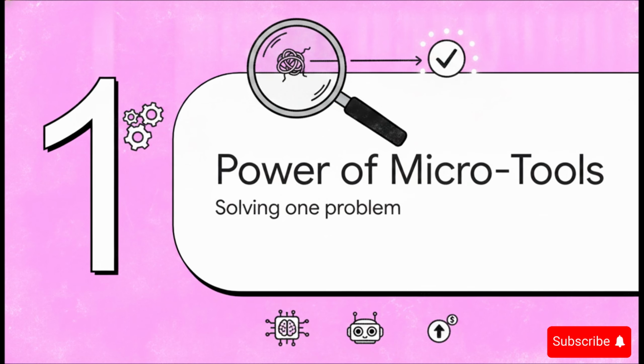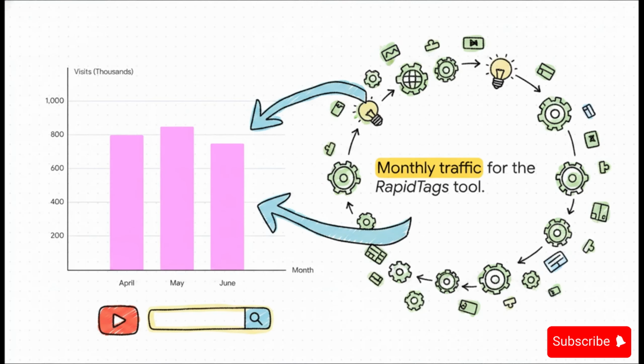Basically, solving just one problem perfectly. The sheer volume of traffic a single-purpose tool can pull in is just staggering. Take a competitor site called Rapid Tags, which was analyzed in our source material. In April, they saw 800,000 visits. May, 850,000. June was 750,000. I mean, this isn't some massive media empire with thousands of articles. It is literally just a simple YouTube tag generator. It pulls in hundreds of thousands of monthly visits by doing exactly one thing exceptionally well.